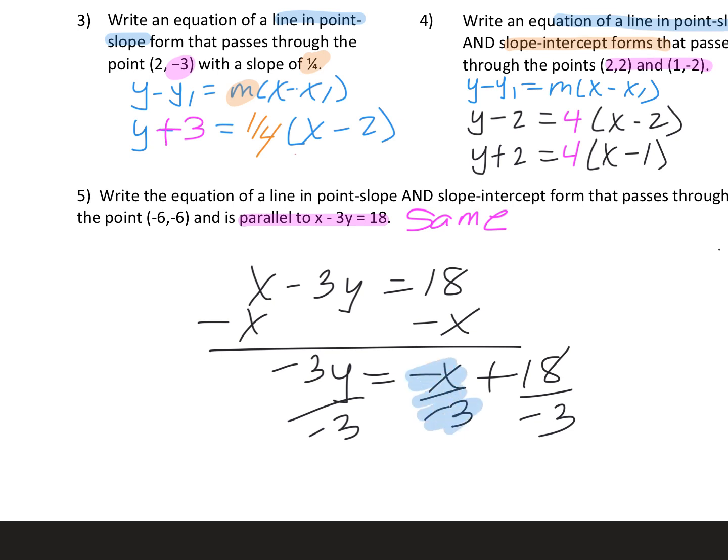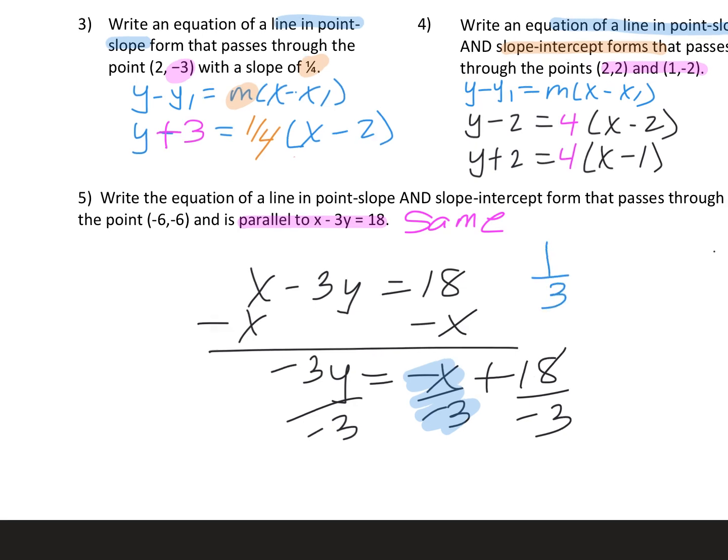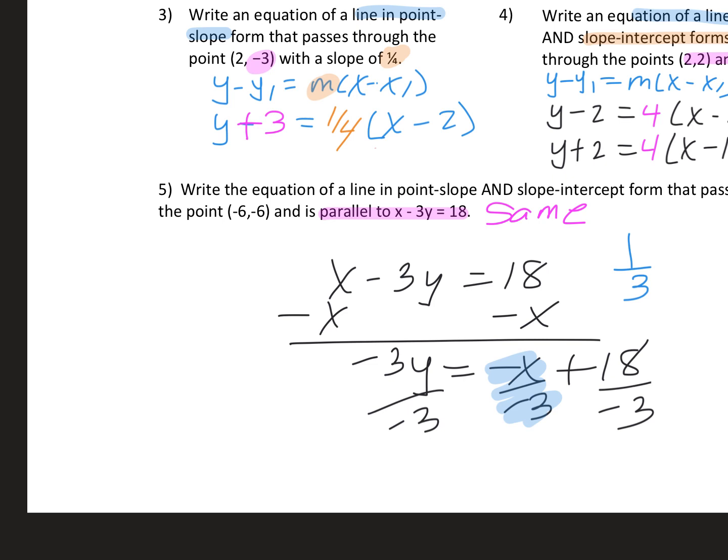So what is that slope? What number is actually in front of the x? There's a negative 1 there. So that's negative 1 over negative 3. Those two negatives are going to cancel out to become a positive. So the slope is positive 1 over 3. So we just did all that work just to get a slope so that now we can put it into that point slope that they ask for in part 1.